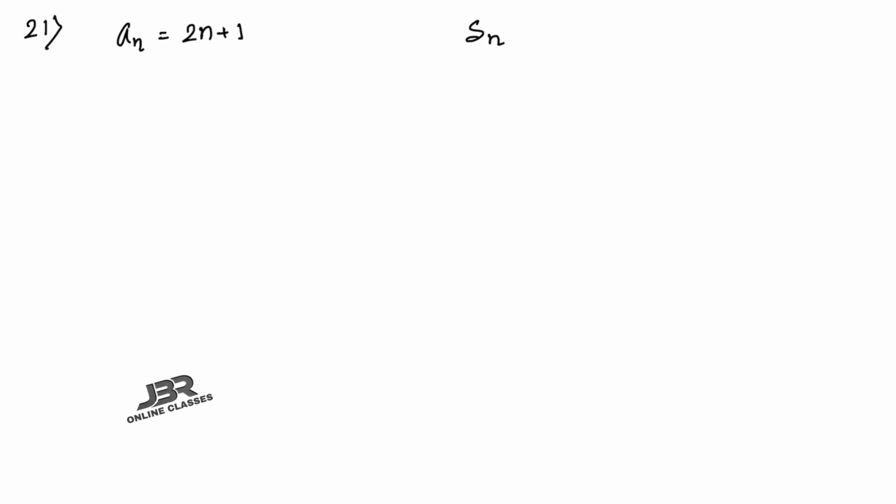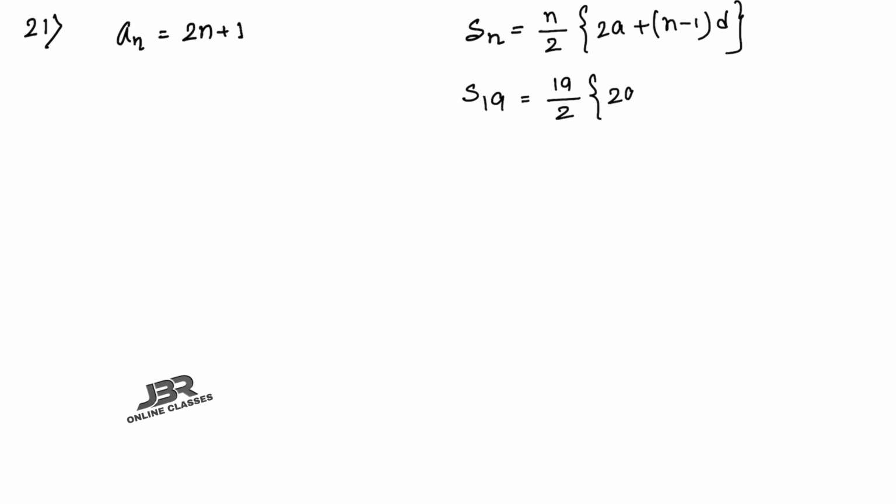Okay, so to find out the sum of n terms, here's the formula: n by 2 into 2a plus n minus 1 into d. So as here n is 19, it will be 19 by 2, then 2a, and it's 19 minus 1, so 18d. That means here first you have to find out the value of a and d.